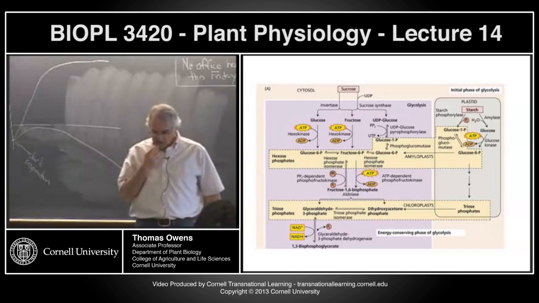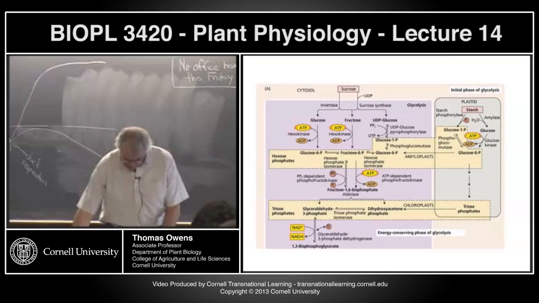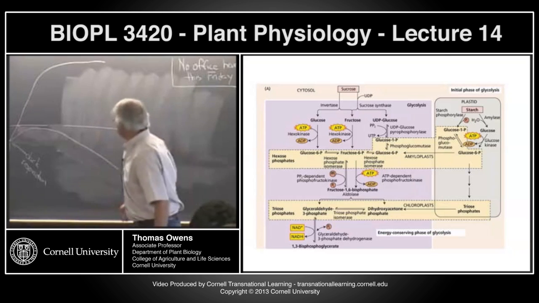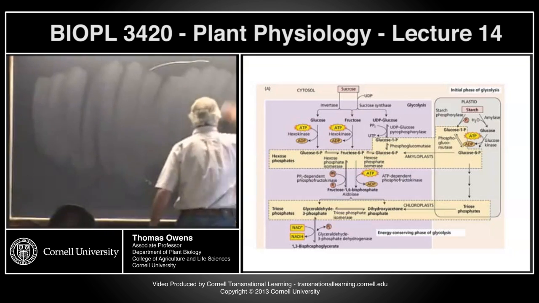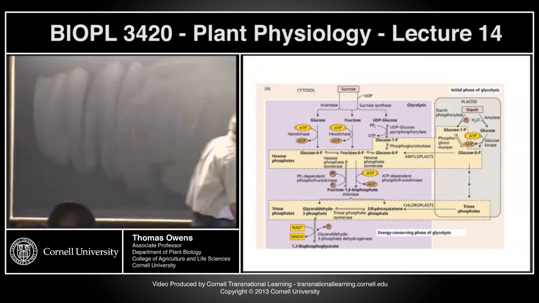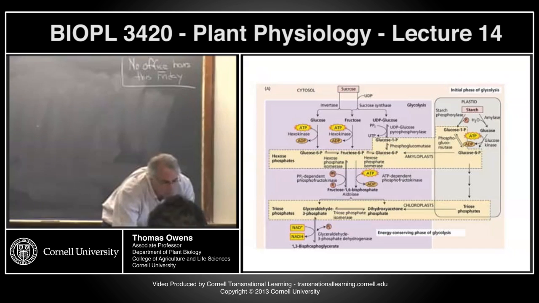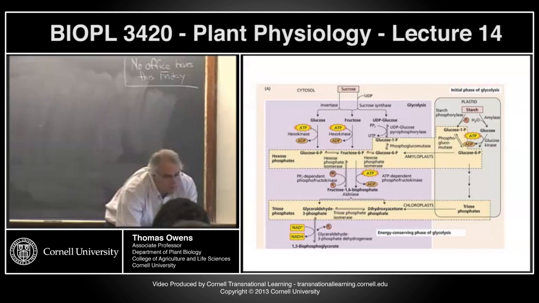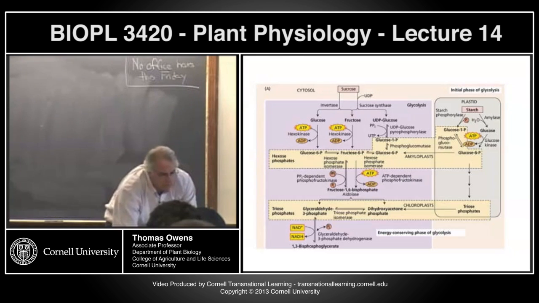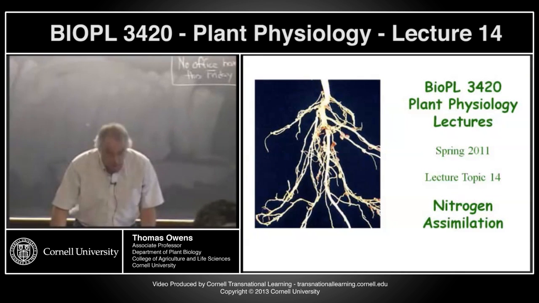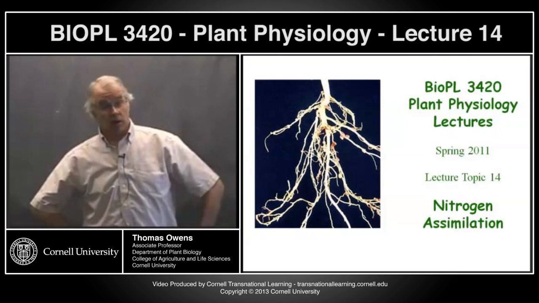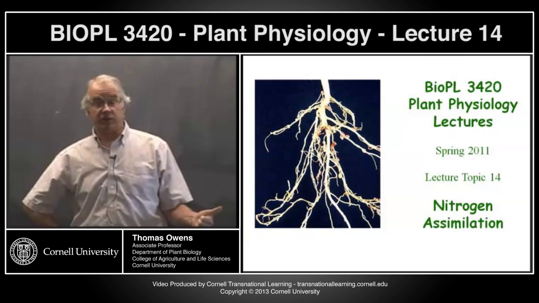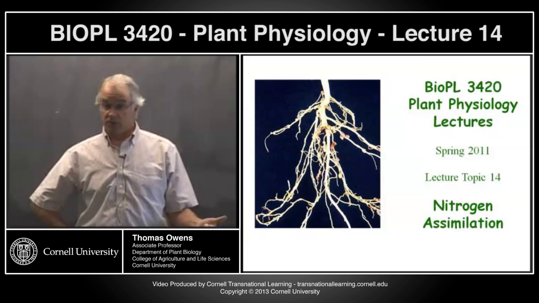All right. Let's move on then to talk about nitrogen assimilation. So we know that nitrogen is important for plants. When we talked about mineral nutrition, we talked about nitrogen as being a very important mineral nutrient for plants, one that's often limiting in real environments.